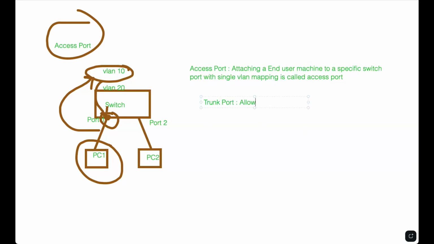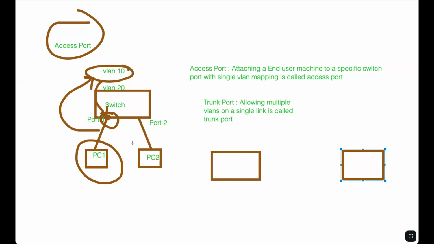Allowing multiple VLANs on a single link is called a trunk port. Let's see the use case of this one. I'll talk about the definition a little bit in a second. So now let's take two switches. This is switch 1 and this is switch 2.